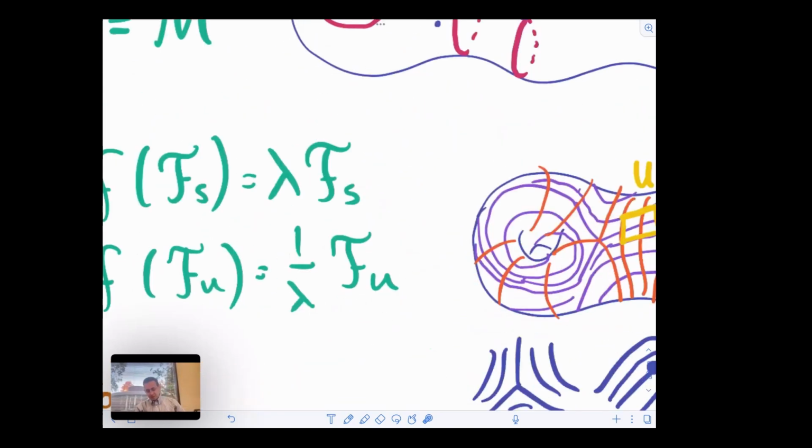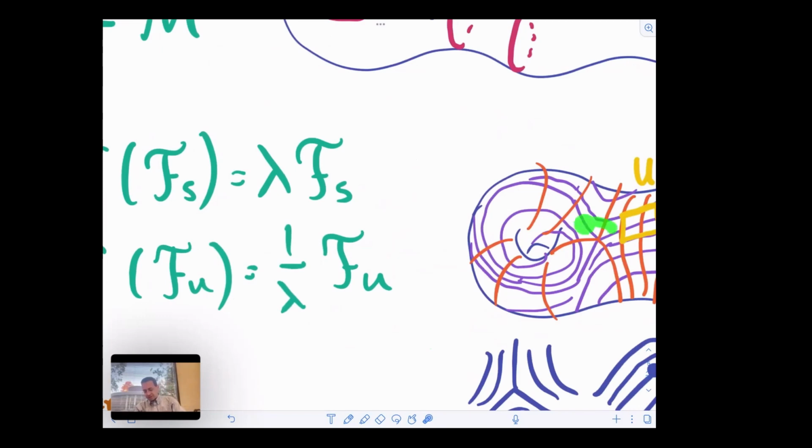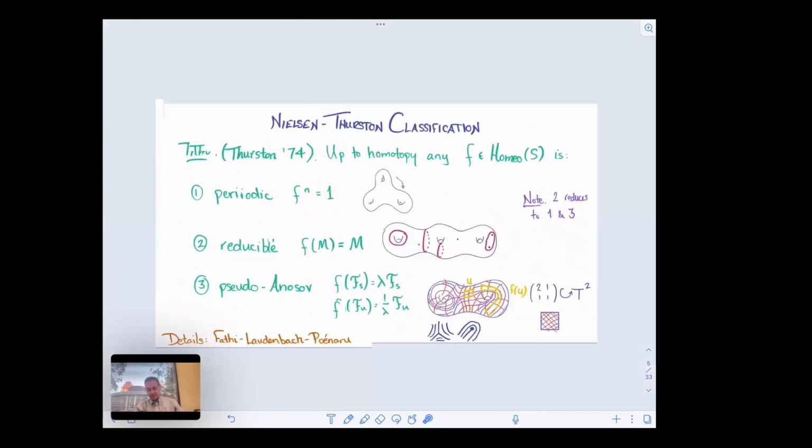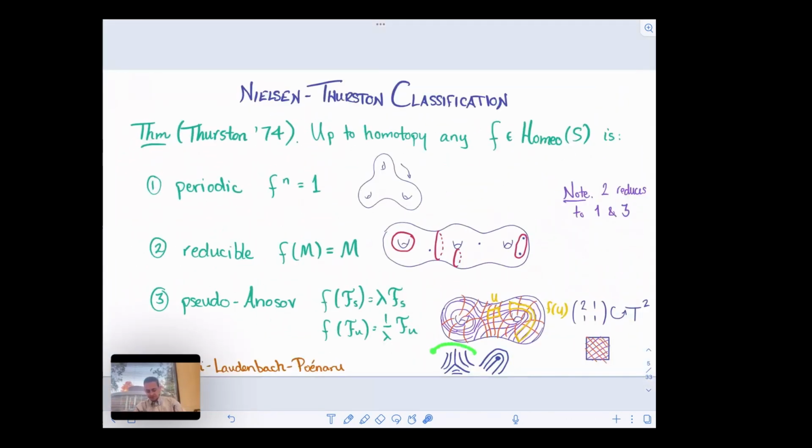The word pseudo refers to these singularities, and for Euler characteristic reasons, we can't have foliations on a higher genus surface without singularities. So the singularities can look like this or look like this. This is called a three-pronged singularity. This is a one-pronged singularity.